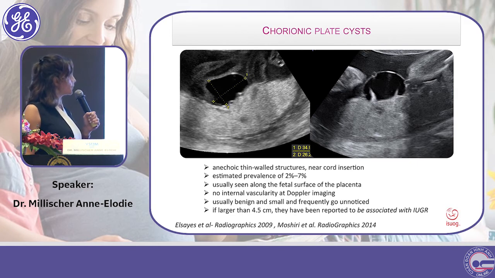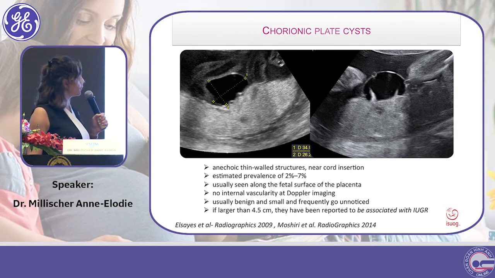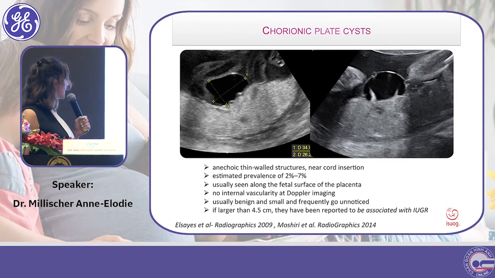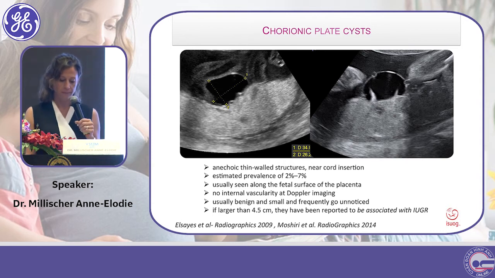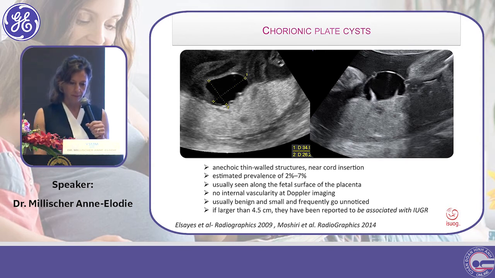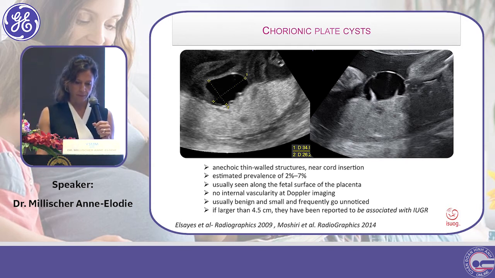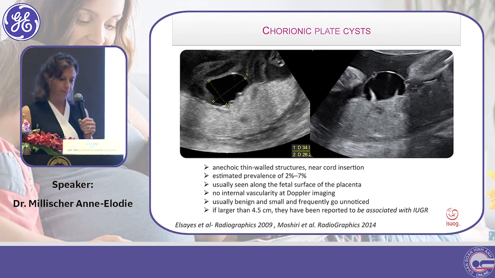We just have to follow up this aspect during the pregnancy, because if it is more than 4.5 cm, it can be associated with IUGR. Bình thường cái nang này nó cũng không có gì đáng chú ý, nhưng mà nhiều khi các bạn phải theo dõi nếu như mà cái nang này nó lớn hơn 4,5 cm, tại vì đã có những cái báo cáo là nó sẽ gây ra thai chậm tăng trưởng trong tử cung.